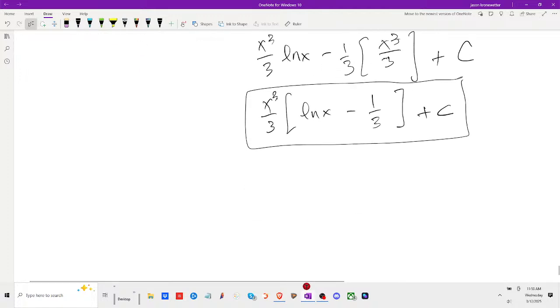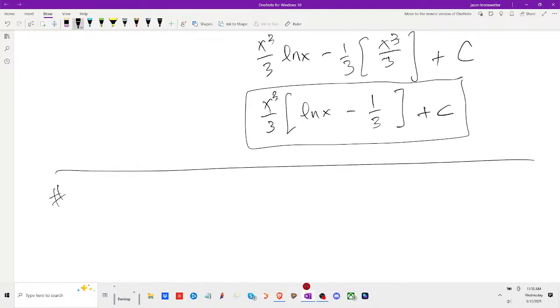Okay, let's go to number 2. Number 2, they're trying to mix it up a little bit. You got theta in there, so you're kind of used to x, but now they give you theta, so you got to deal with that.